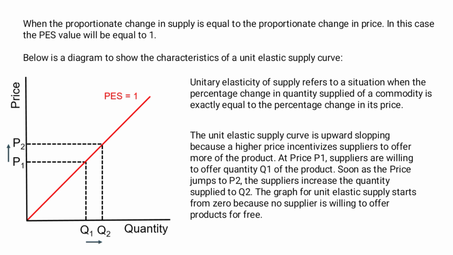The unit elastic supply curve is upward sloping because a higher price incentivizes suppliers to offer more of a product. At price P1, suppliers are willing to offer quantity Q1 of the product. As soon as the price jumps to P2, the supplier increases the supply to Q2. The graph for unit elastic supply starts from 0 because no supplier is willing to offer products for free. So as the price goes up, the quantity supplied by the supplier keeps going up.